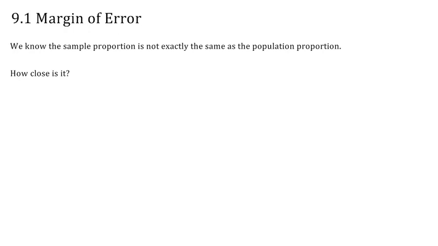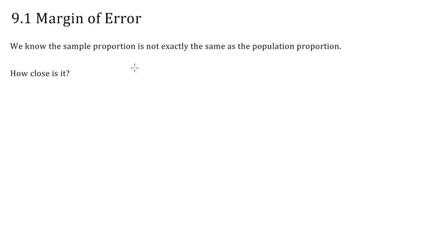Now, the whole reason we've been studying statistics is because we study a sample in order to learn something about the population. But we know that the sample proportion is not going to be exactly the same as the population proportion. We know that the sample proportion is unbiased, so it will come close to the population proportion, and the bigger n is, the closer it will come. But we also know that it's not the same due to sampling error. So obviously the question is, how close is it?